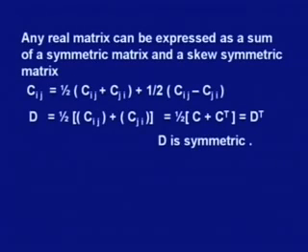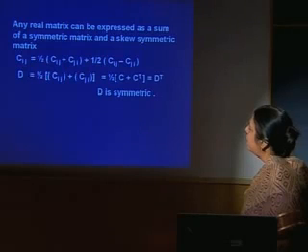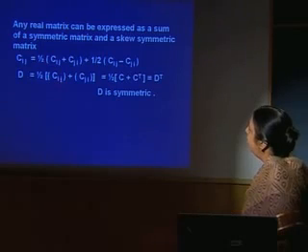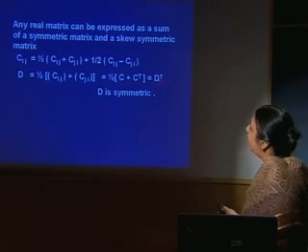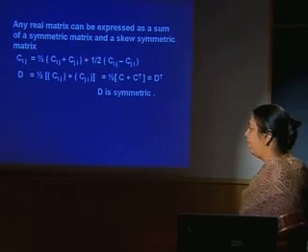Now I say that the matrix D is given by this, half of (C_ij plus C_ji). One can notice that D is a symmetric matrix. The reason is, if I take the transpose of D, then this becomes C_ji, this becomes C_ij, and the sum is commutative, so this is nothing but C plus C transpose, so this is D transpose. So D and D transpose are the same, so D is a symmetric matrix.